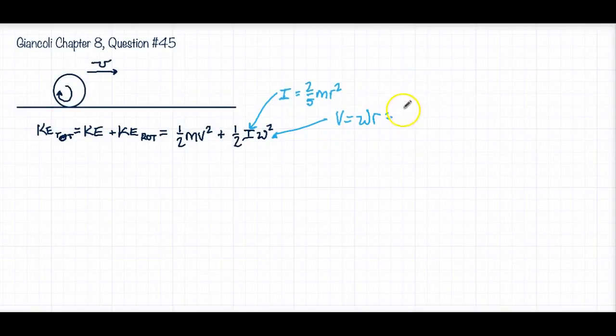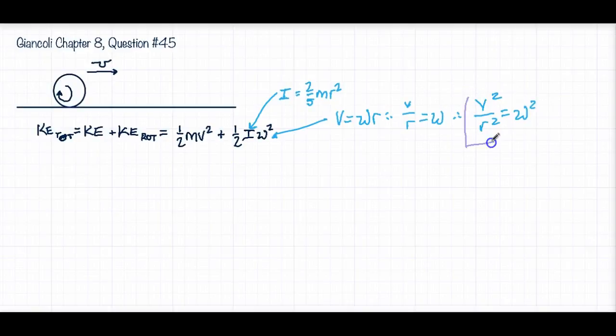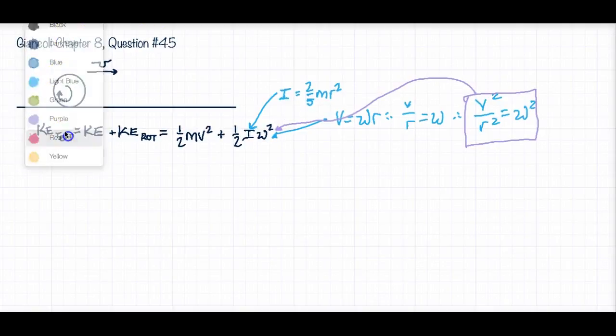Therefore, I can write angular velocity as the translational speed divided by the radius. Oops, I made a mistake here. I'm not solving for r, I want to solve for omega. So I'm going to leave the omega on the right-hand side and divide both sides by r. Therefore, omega squared is going to be v squared over r squared. And it's this last expression that traditionally gets substituted back into the rotational kinetic energy formula here.